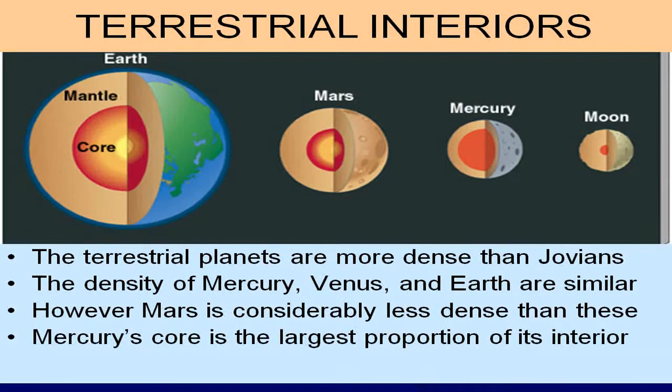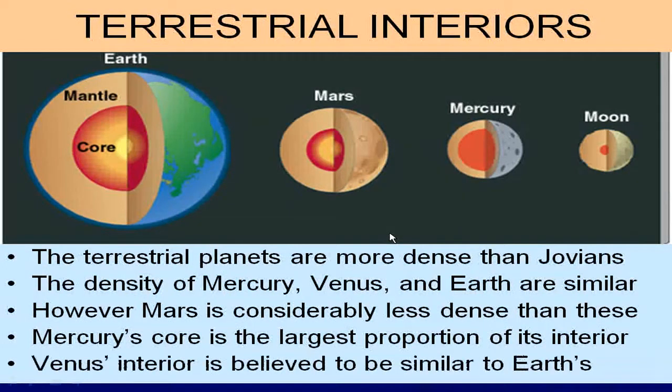Mercury's core is the largest proportion of its interior, probably making up most of its interior. And Venus's interior is believed to be very similar to the Earth's, a molten type core with a mantle, and well, that's pretty much it. Probably in about the same rough proportion to its size.